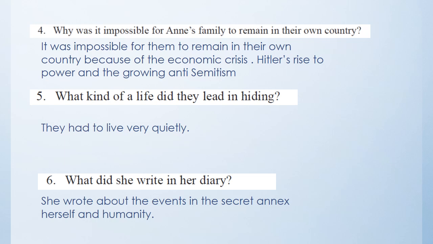It was impossible for them to remain in their own country because of the economic crisis.